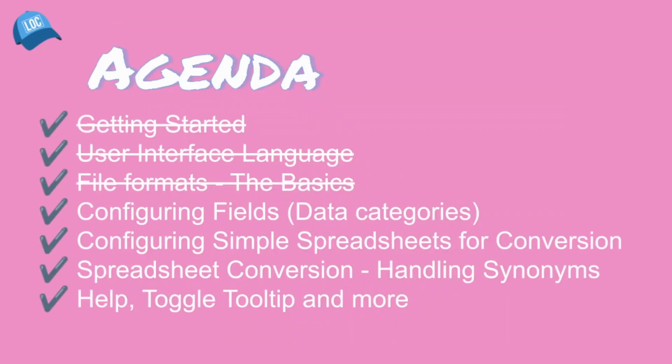Now let's take a look at the settings for fields or data categories within the Glossary Converter app. This part of the tutorial takes a look at how to configure your fields so that they are organized and allocated to the correct level of your output file, whether that's the concept level, the language level, or the term level, and so that the contents of the fields are configured in the way that you want.